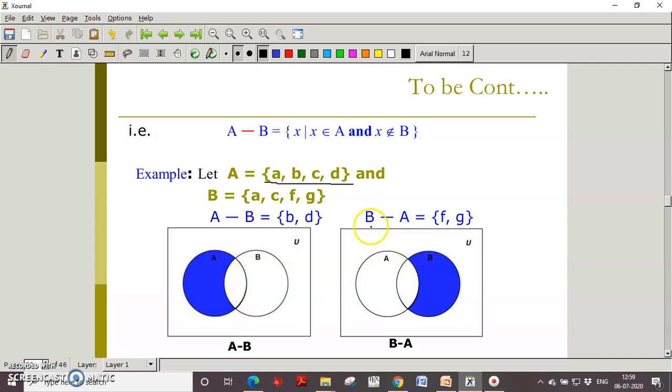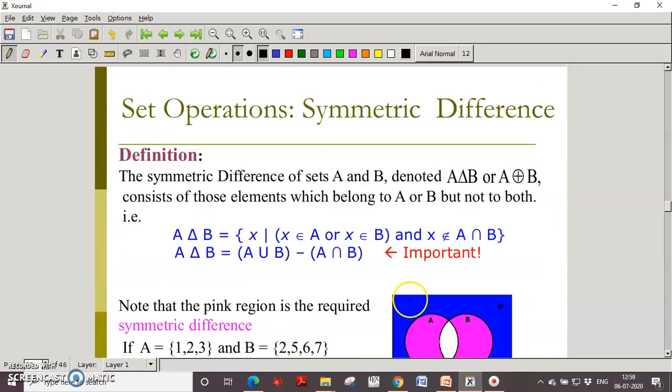And this is a Venn diagram of the set A minus B. And similarly you can find B minus A: any element which belongs to B but does not belong to A. So there are two elements which belong to B but not to the set A. And this is a graphical representation of B minus A.